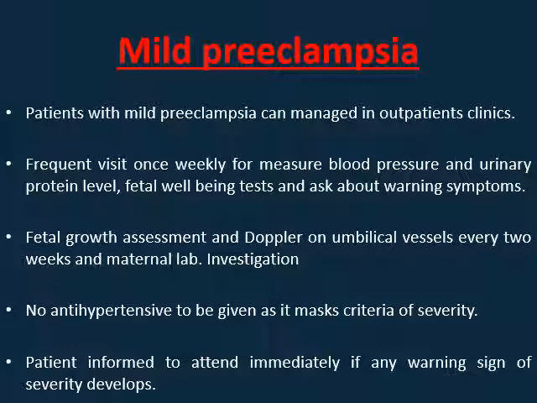No antihypertensive drug is to be given as it masks criteria of severity. Patients are informed to attend immediately if she develops any criterion of severity. The rationale in mild preeclampsia is to prolong pregnancy up to fetal maturity and then terminate. So, pregnancy will be terminated at completed 37 or beginning of 38 weeks in cases of mild preeclampsia.